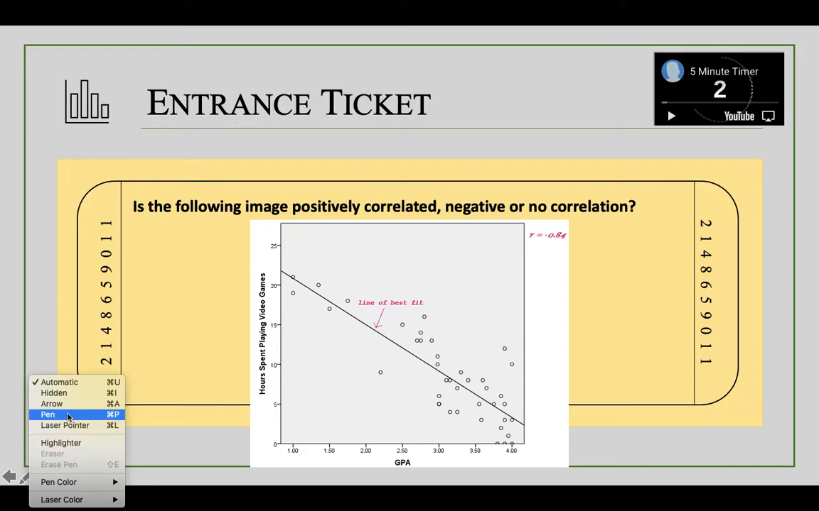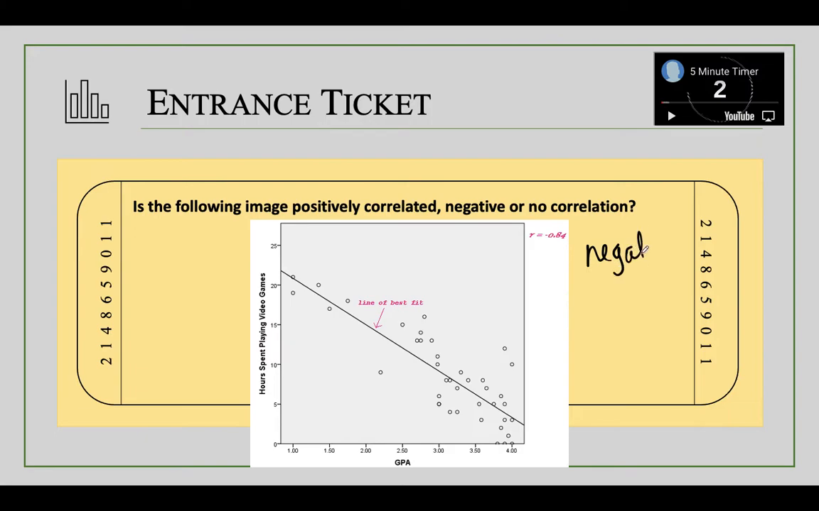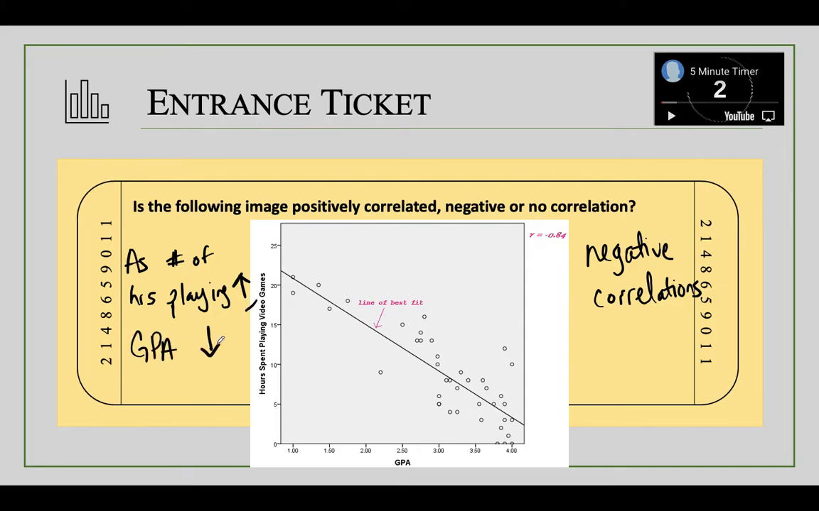Erase pen. So this would be a negative correlation, which suggests that as the number of hours playing increases, your GPA decreases, according to this graph. I don't know if this was a peer-reviewed, extra long study with a whole bunch of data, but for this graph, that is the relationship.